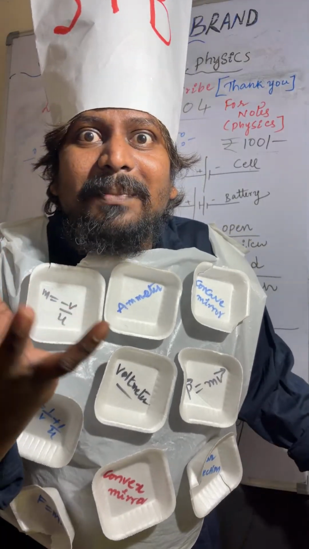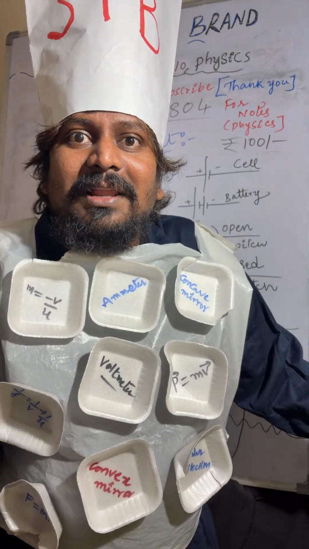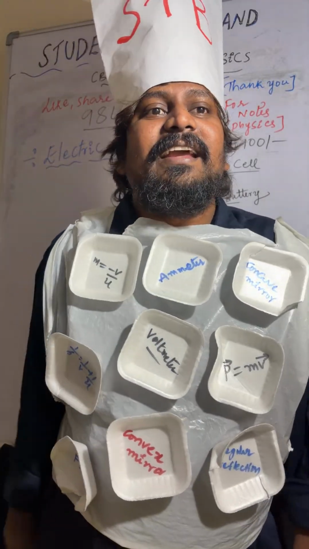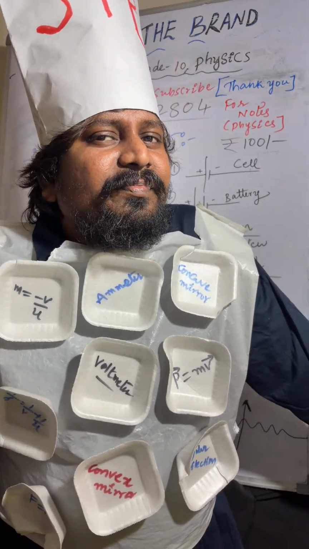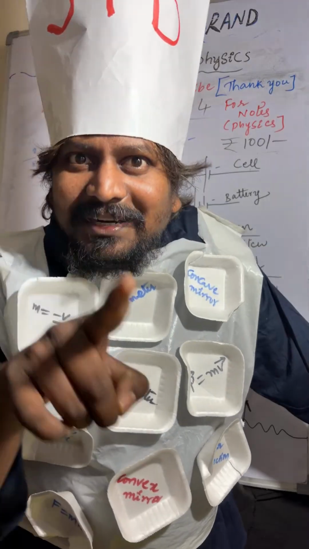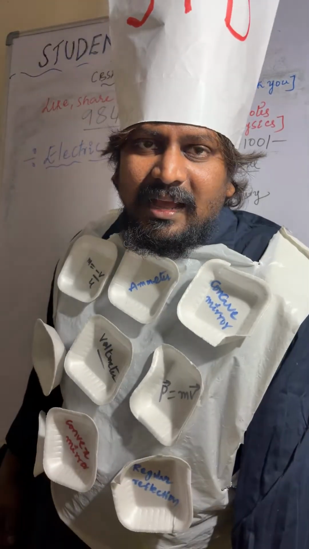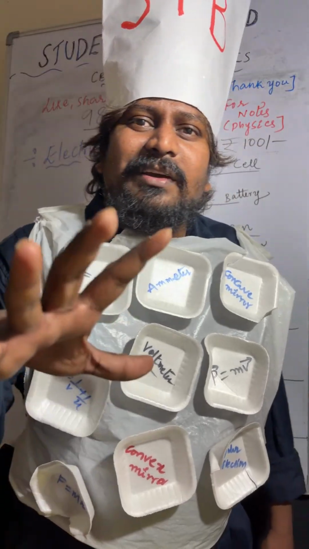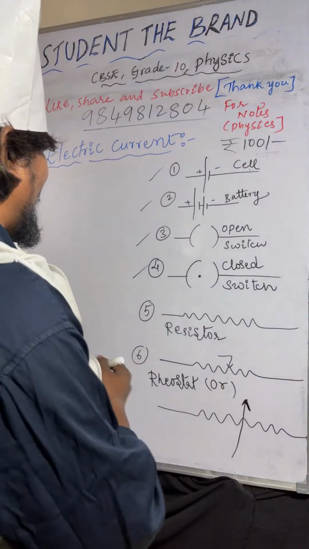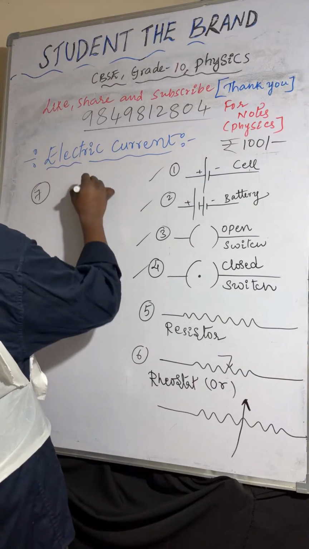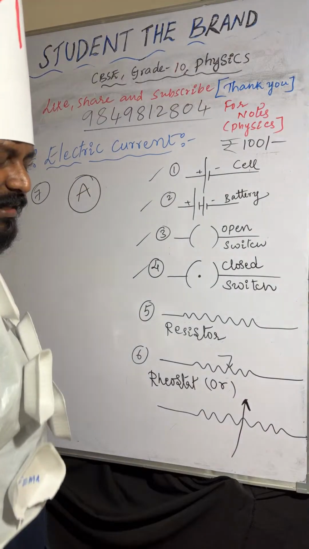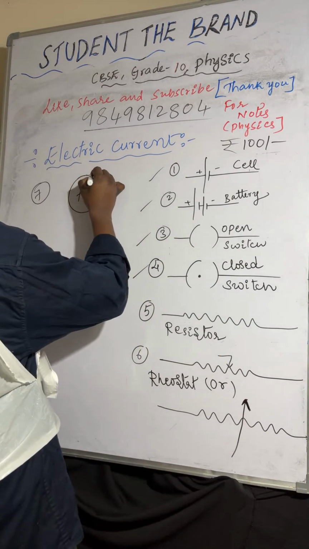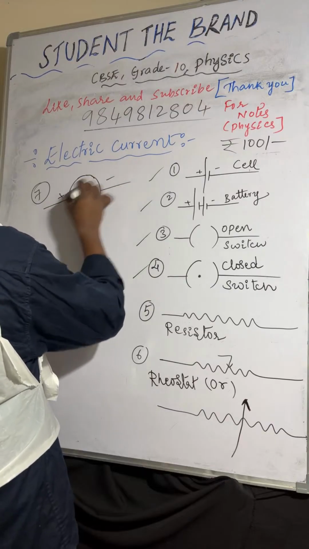How will the ammeter be connected in the circuit? Ammeter will be connected in series combination. How will the voltmeter be connected? Voltmeter will be connected in parallel combination. Now we will see the symbols for those two. Very nice. This is the ammeter symbol. Next one, voltmeter.